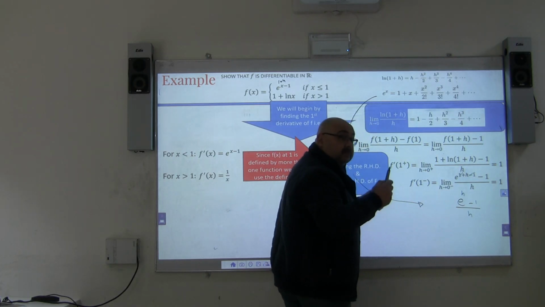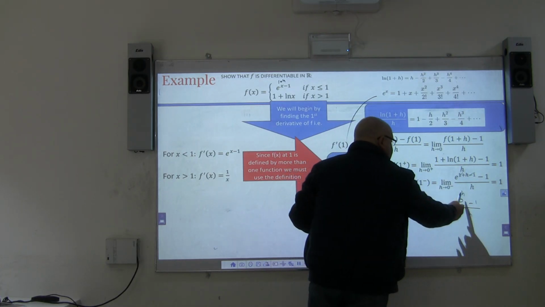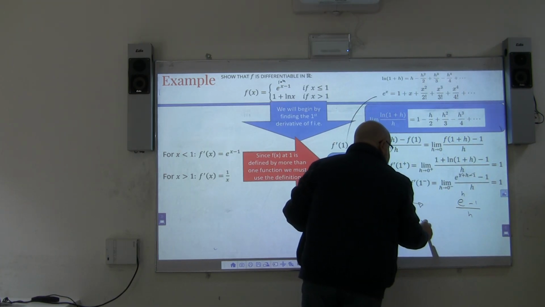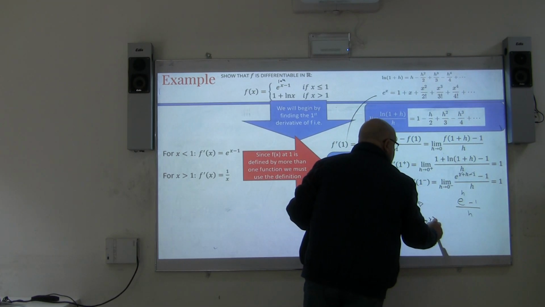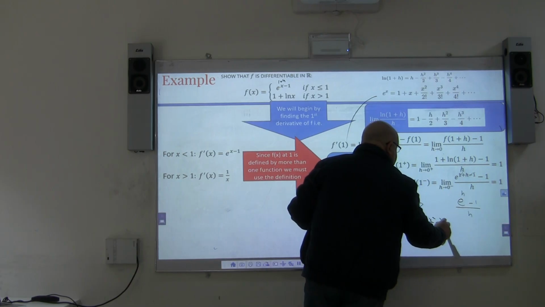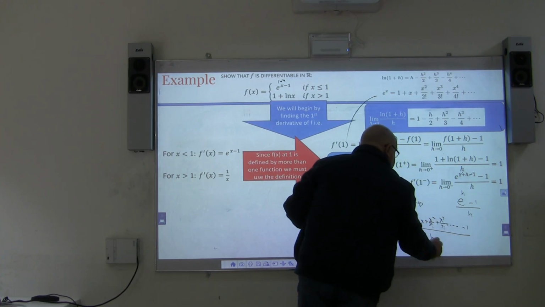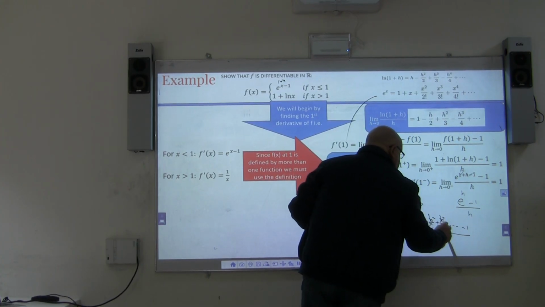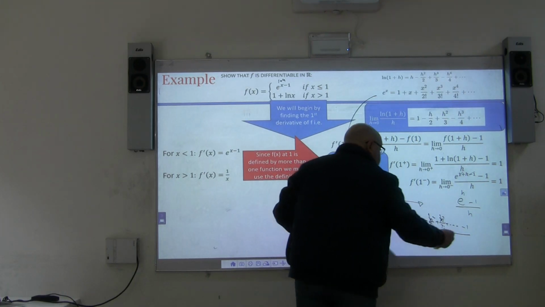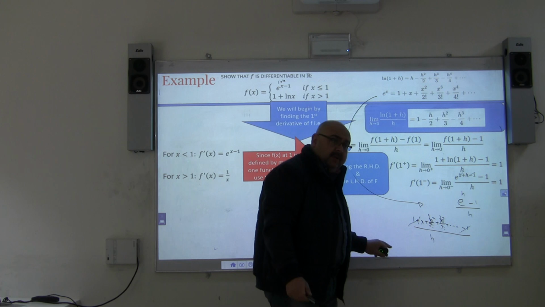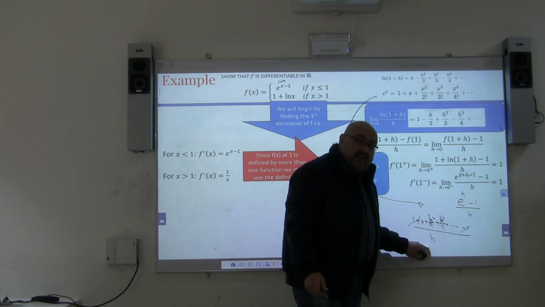If you expand e to the power of h, it will be 1 plus h plus h squared over factorial 2 plus h cubed over factorial 3 and so on. All of this minus 1 and divided by h. Of course, all of these are h terms. The positive 1 will cancel negative 1, and also take h as a common factor. It will be eliminated with the denominator.